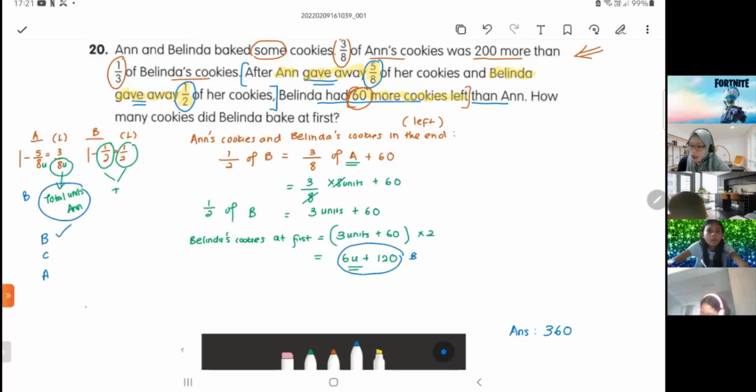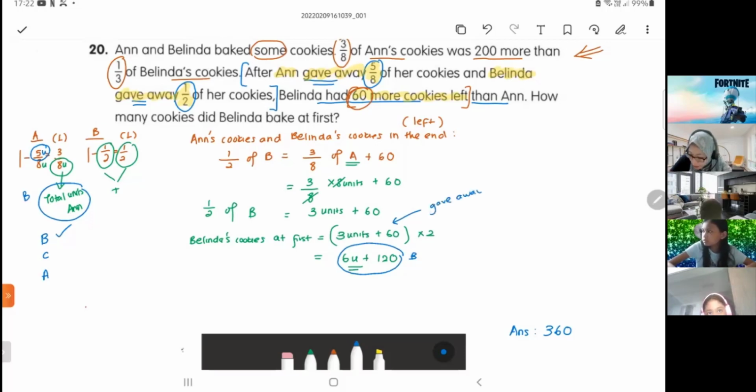Okay. Now, what about the change? Do I know how many Anne gave away? Actually, I know it's 5 units. She gave away 5 units. So I know for Anne gave away. Do I know how many Belinda gave away? Belinda actually gave away half, right? Half means it is actually this amount here. 3 units plus 60 also, right? So this is what she gave away.